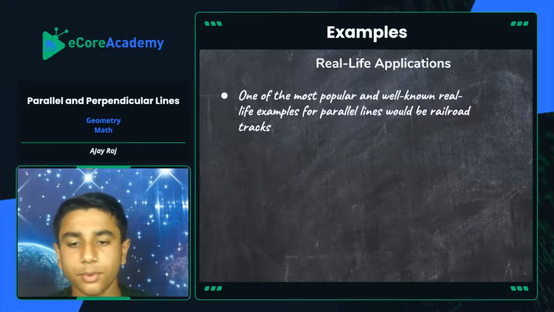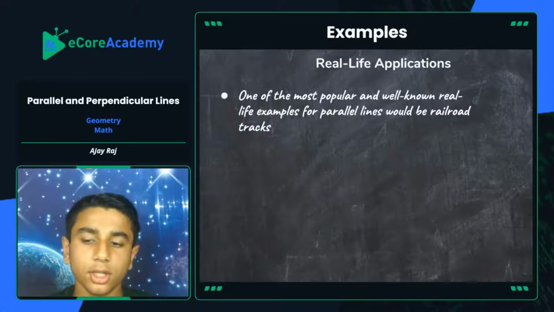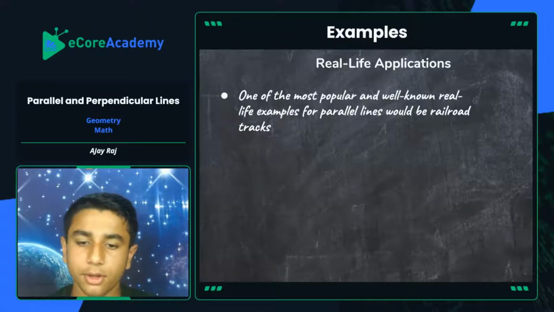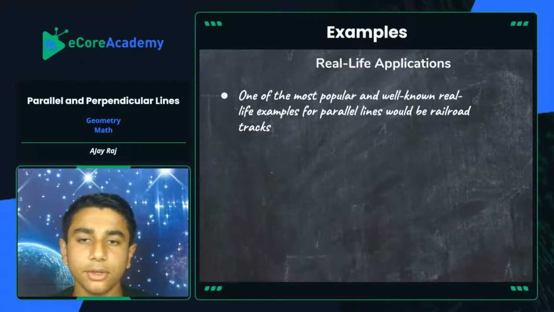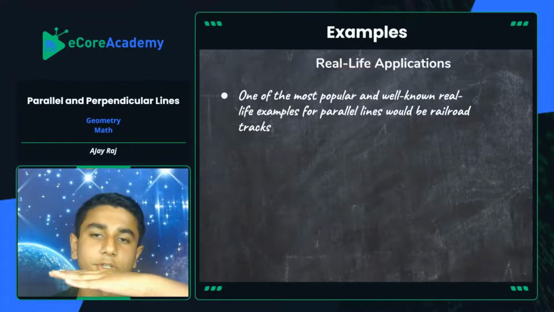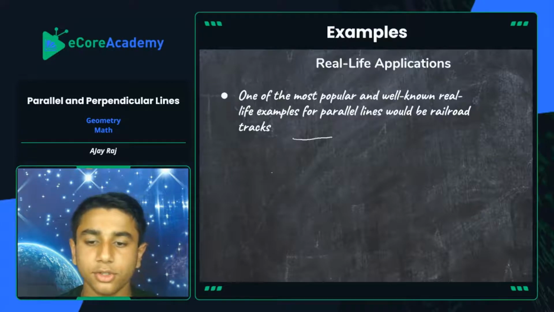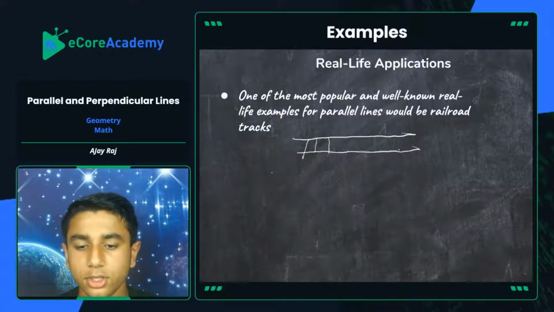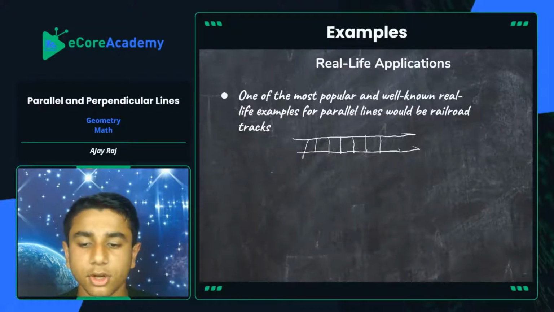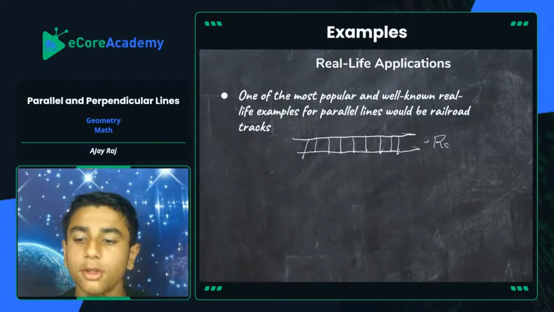One of the most popular and well-known real life examples for parallel lines would be railroad tracks. So simple railroad tracks. I'm going to draw them out here. Whatever a train goes on, what's right beneath that train is a bunch of tracks. And those tracks kind of look like two parallel lines. And they extend out like this, essentially, and they have these little lines coming across them. I want you to ignore these lines that I'm drawing in. I'm just trying to make the picture of the railroad line. So I'm going to say railroad here.